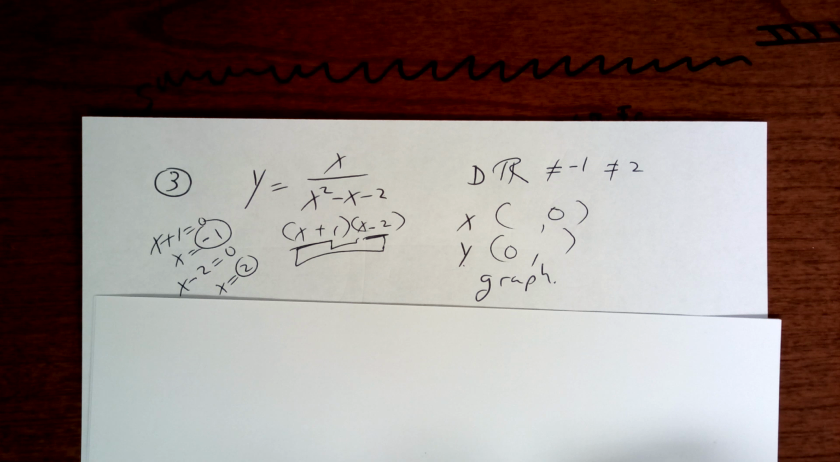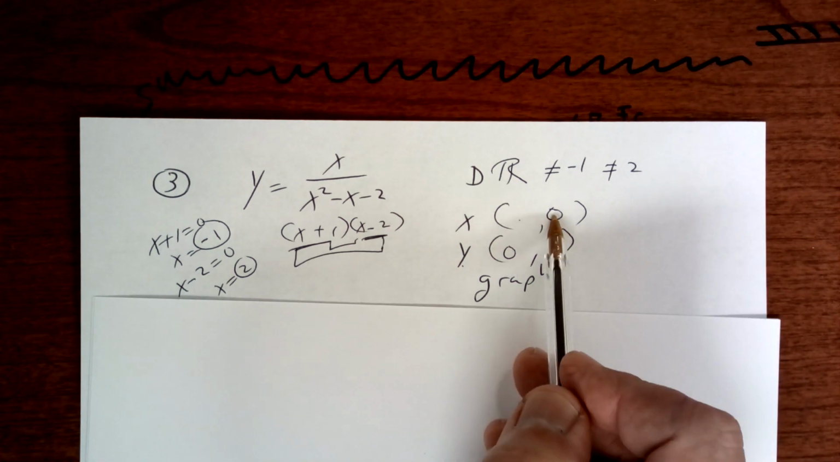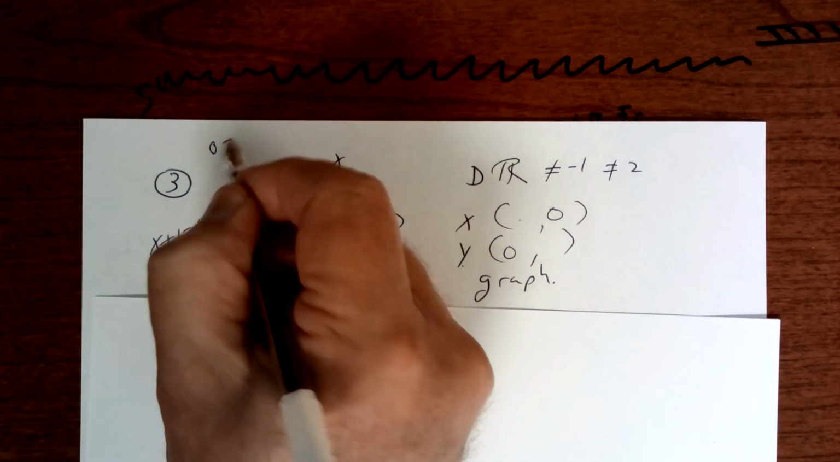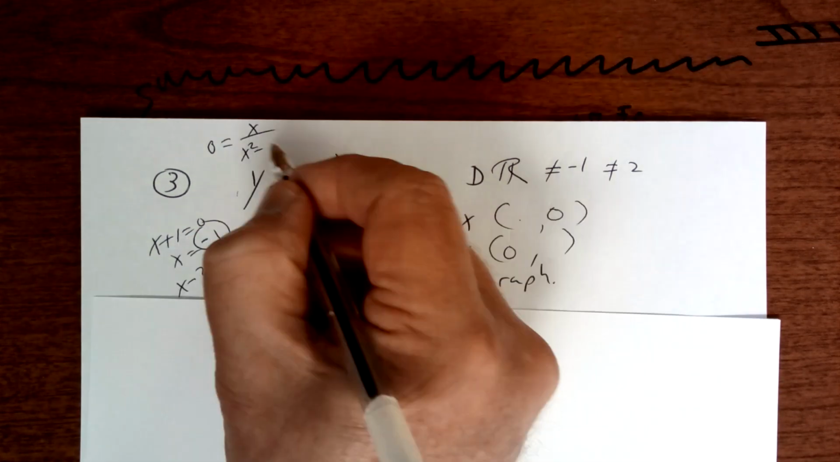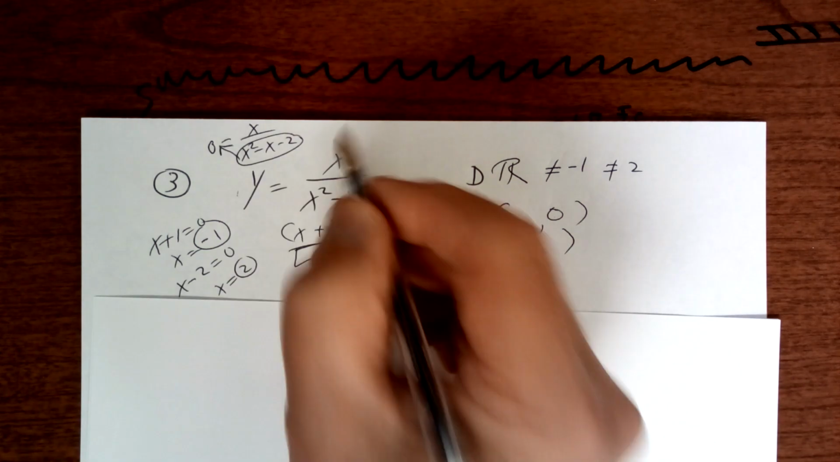Let me think about this a second. Okay. So, let's plug it in. If you put 0 for the y, you get a 0 right here. So you get 0 is equal to x over all of this. And when you multiply this times 0, that cancels out. So you get 0 is equal to x.